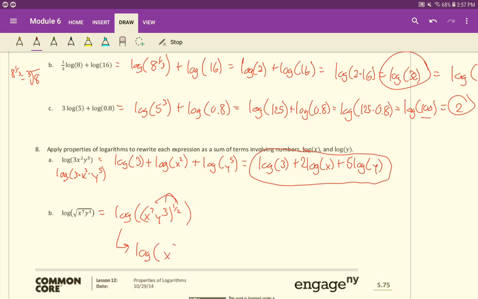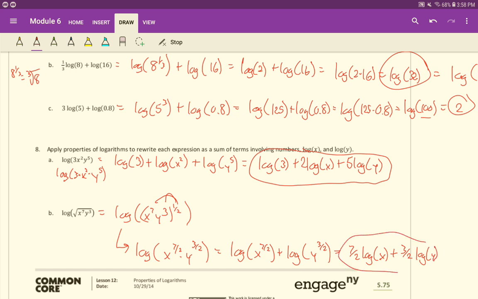So it'll be log of x to the 7/2, because again it's a power to a power, right? 7 times the 1/2, so you multiply to get the 7/2 there. And it'd be 3 times the 1/2, so again multiply, so it'd be y to the 3/2, like so. And then since we have a product there, it'll be log of x to the 7/2 plus log of y to the 3/2. Which then is 7/2 log of x plus 3/2 log of y. Bring our power out like that. So that's one way you can simplify it.